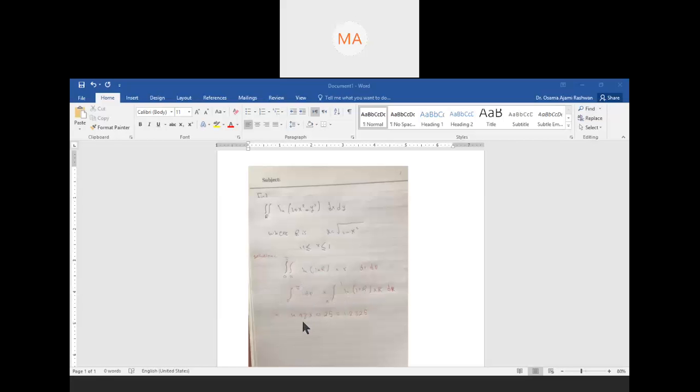I don't know why he got this one. I don't know why it is 4 point something times 0.25. Okay, I'll stop this one and get the other solutions from other students.